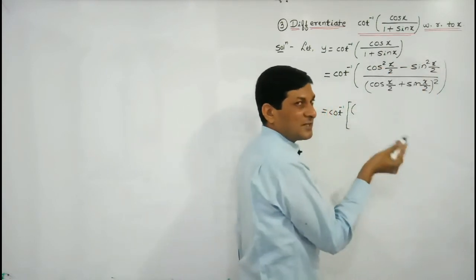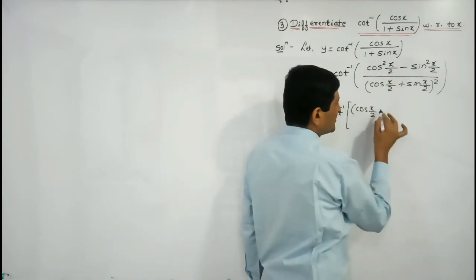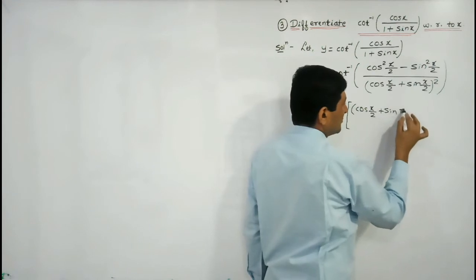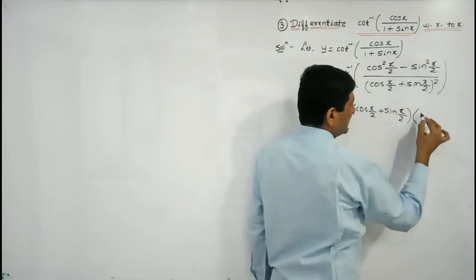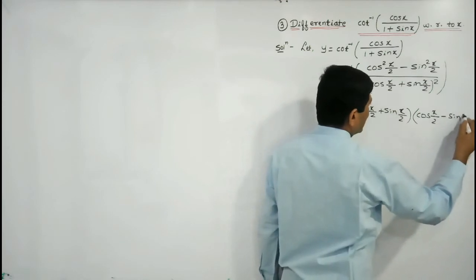A plus b into what? A minus b. A plus b. A means what here? Cos x by 2 plus b. B means what? Sin x by 2. So a plus b into a minus b. A minus b means cos x by 2 minus sin x by 2.